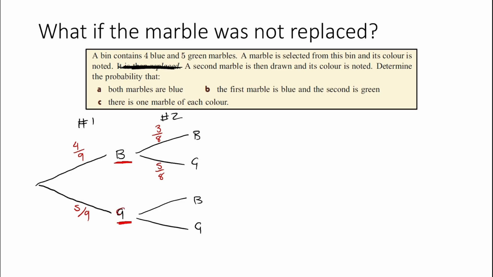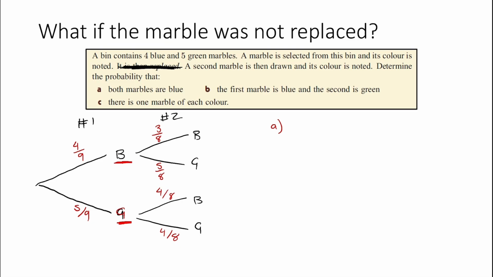Now here we've got the green marble being drawn out of the bin first. So we're going to have 8 marbles left in, but we're still going to have 4 blues, and we're going to have 4 greens as well. So if we have without replacements, the question becomes a little bit more complex in the fact that on the second part of the tree diagram, we're going to have 1 less thing.